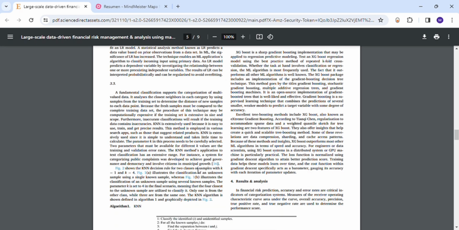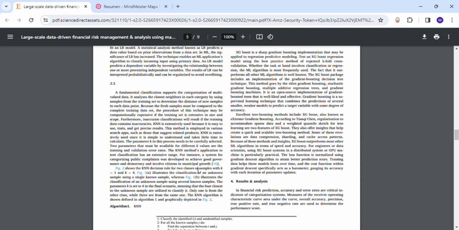3.3. A fundamental classification supports the categorization of multiple value data. It analyzes the closest neighbor in each category by using samples from the training set to determine the distance of a new sample to each data point. Because different samples must be compared to complete training data, the procedure of this technique may be computationally expensive if the training set is extensive in size and scope.